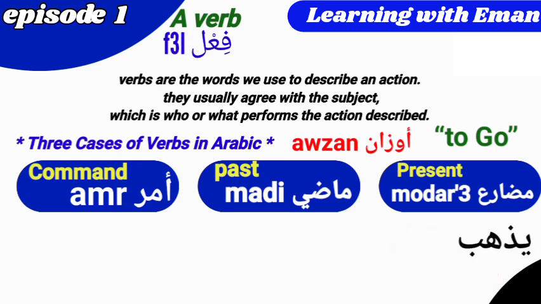يذهب, which means he goes. This word built on form يفعل. تذهب, which means she goes. This word built on form تفعل.